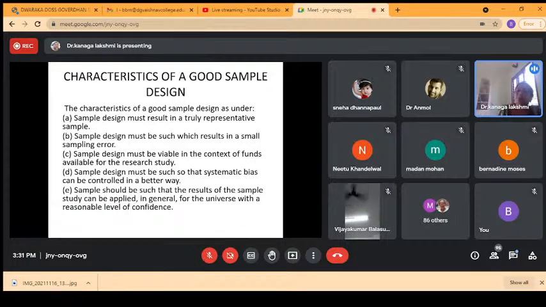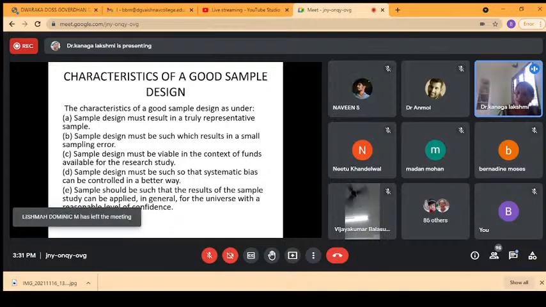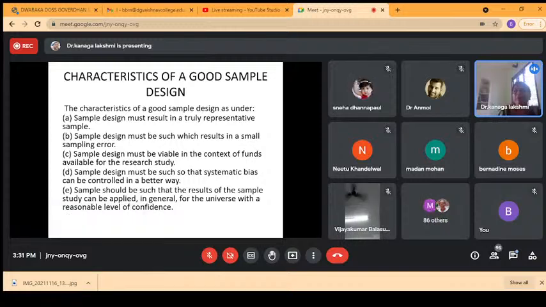The sample design must be viable in the context of the funds available for the research study. Some sampling techniques consume a lot of money, so you have to think about affordability, the money involved in choosing that particular technique. If the money involved is very high, it may not be available for the research study. Some funding agencies allot only a ceiling amount, the minimum fund, and with that minimum fund you have to decide whether you can afford it.